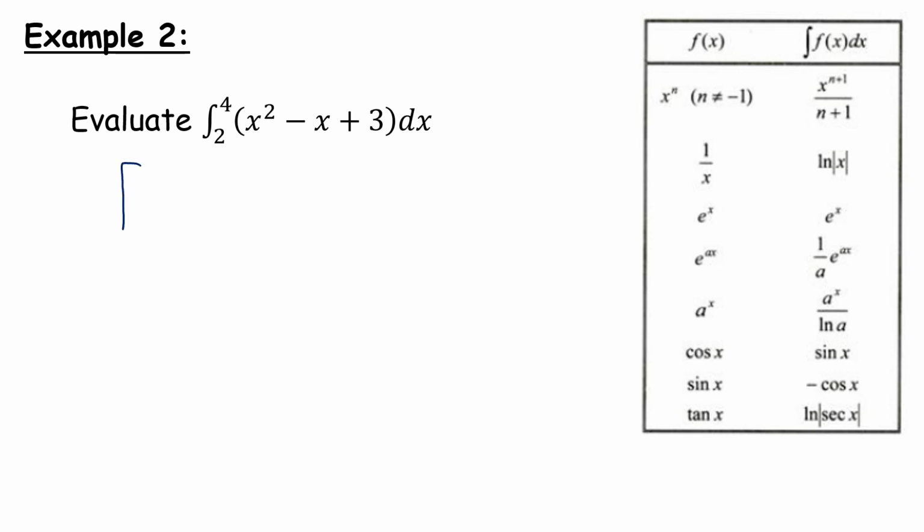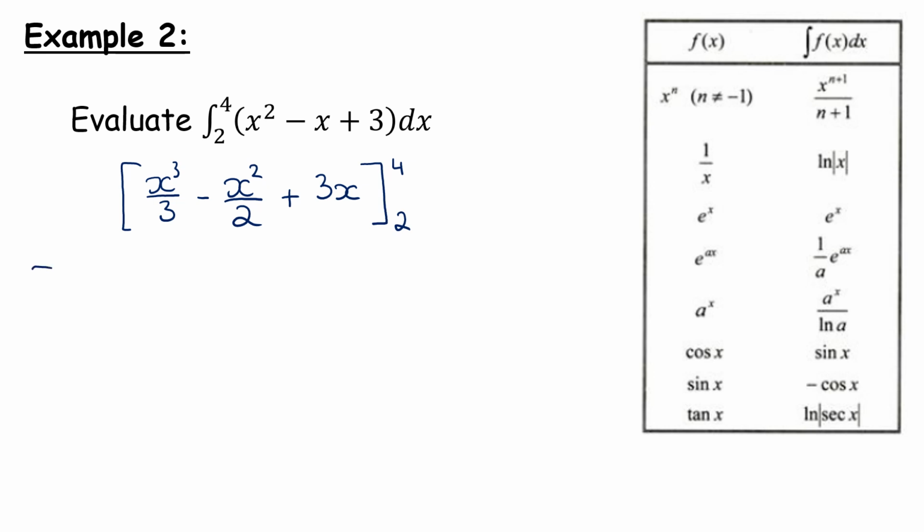So let's integrate first. x squared, add 1 to your power, divide by your power. Add 1 to your power, divide by your power, and when we have 3, we're adding 1 to our power. Remember, that is an x to the power of 0, so this becomes 3x. Again, remember, no need to put in that plus c, because when we do our substitution, they will cancel each other out. We're going to evaluate this between 2 and 4.